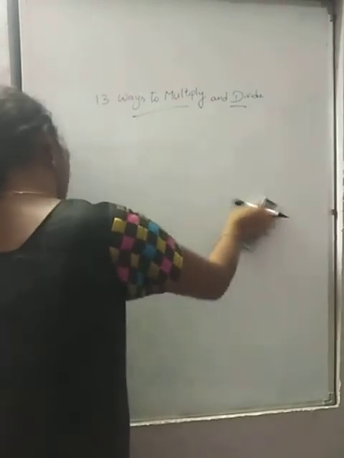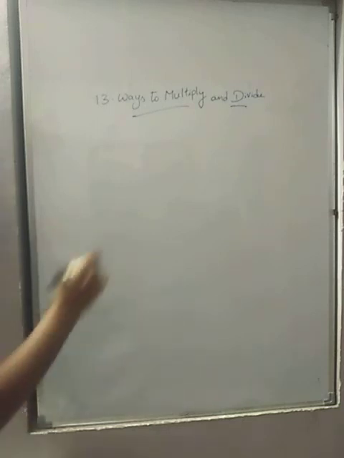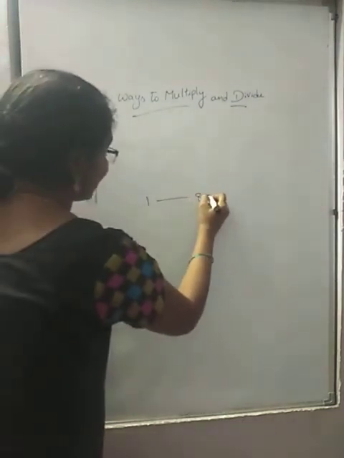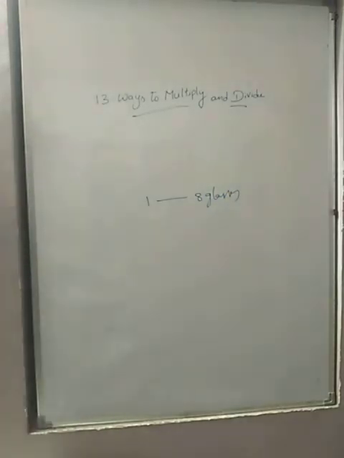Next, Sohan drinks 8 glasses of water every day. For 1 day, he drinks 8 glasses of water. How many glasses does he drink in 1 month?